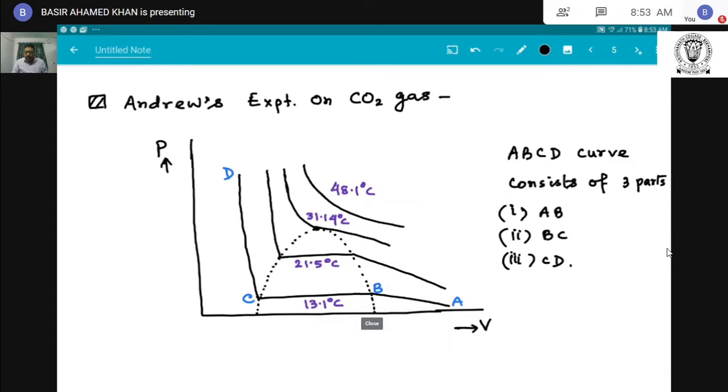In the region AB, if we go from A to B, pressure increases and volume V decreases, and this goes up to the point B. Next, at B, liquefaction of the gas begins.